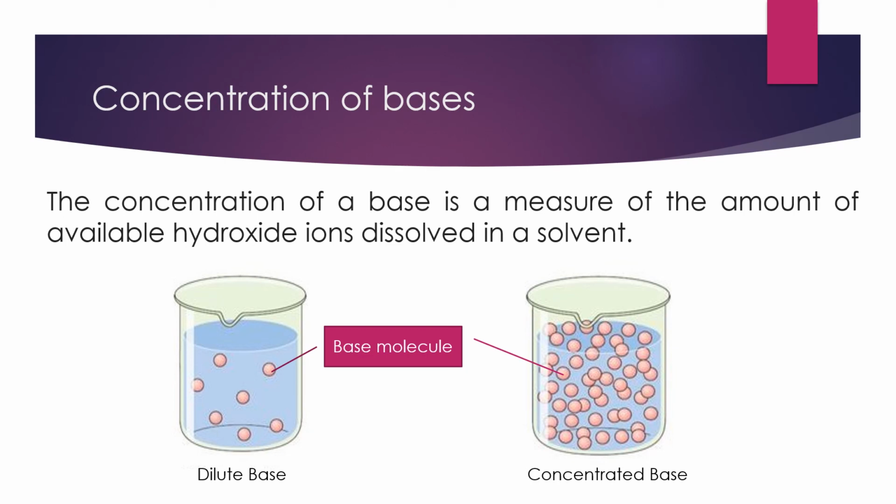Concentration of bases. The concentration of base is a measure of the amount of available hydroxide ions dissolved in a solvent. In a dilute base, the number of hydroxide ions per unit volume is very less, whereas in concentrated base, the hydroxide ions present per unit volume will be more.